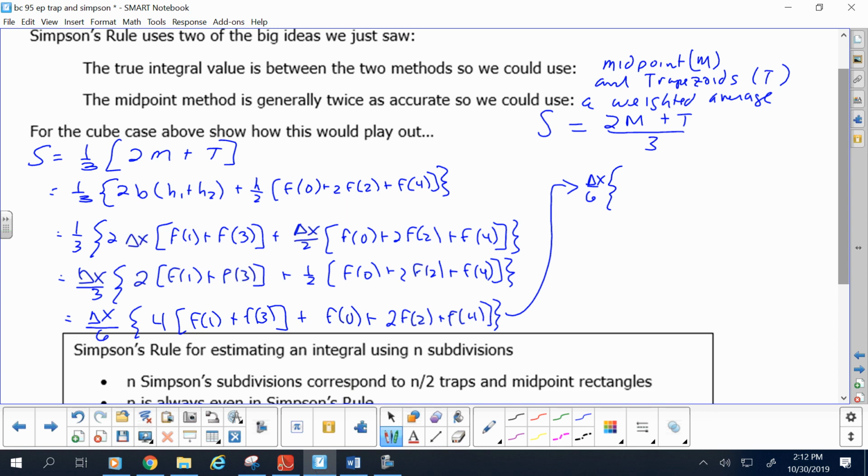Now, putting this in order from least to greatest, f at 0 would come first, right? And there's just one of those. What's the next thing we would come to? F at 1, and how many of those are there? 4 f at 1. And then 2 f at 2. And then 4 f at 3. And finally, an f at 4. All right. Now, this is Simpson's rule.